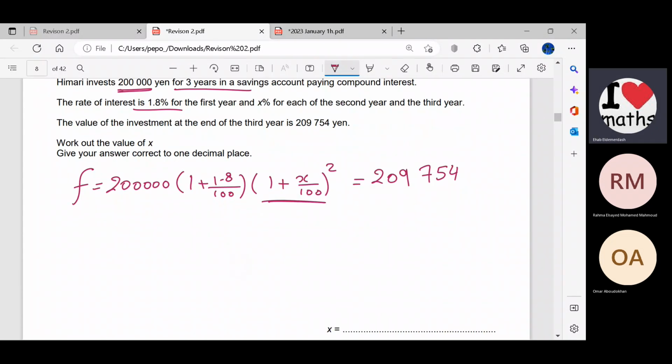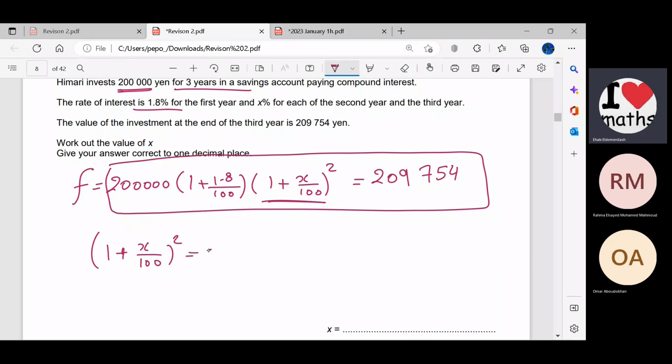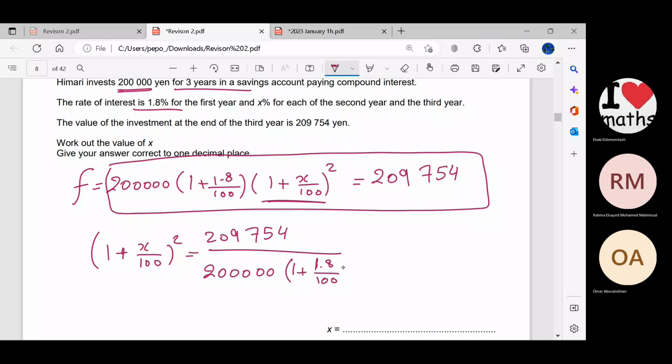We are just dealing with an equation. One part is missing. 1 plus x over 100 to the power of 2 is equal to this amount, 209,754, over the same principal, 200,000, into the bracket 1 plus 1.8%. I think we get the answer. Can someone calculate the answer quickly, please? Quickly, guys.